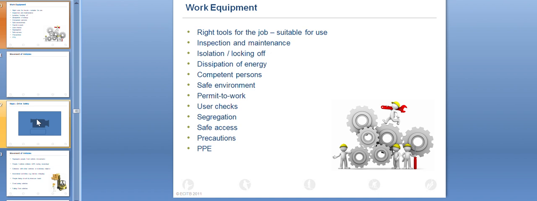Working equipment: the right tool for the right job is a must. Suitable for use, inspection and maintenance, isolation, locking off and dispersion of energy, competent person, safe environment, permit to work, user check, segregation, safe access and provision of PPE.